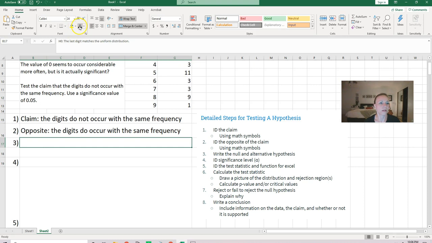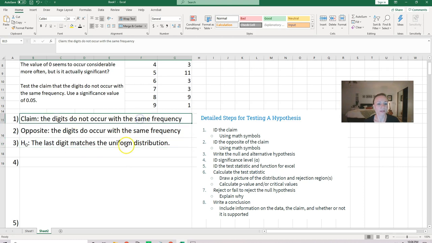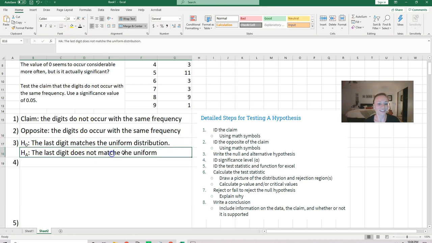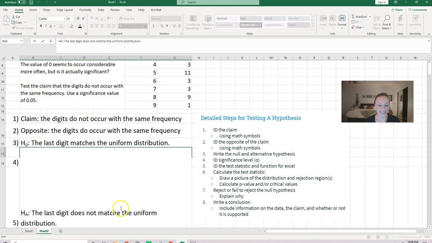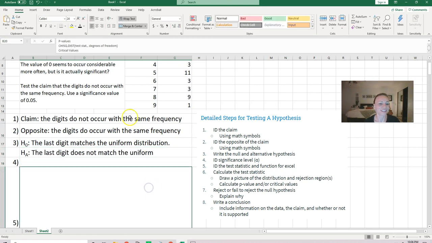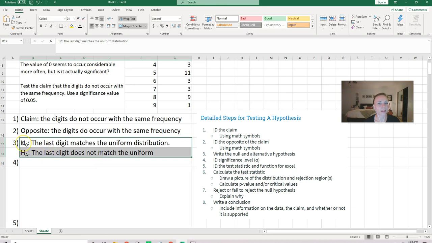The null will be that they match. The last digit matches the uniform distribution. And remember, the same frequency means the uniform distribution. And the alternative will be that they do not match. The last digit does not match the uniform distribution. Okay, so this will always be the case: the null hypothesis will say that they match and the alternative hypothesis will say that they don't match.